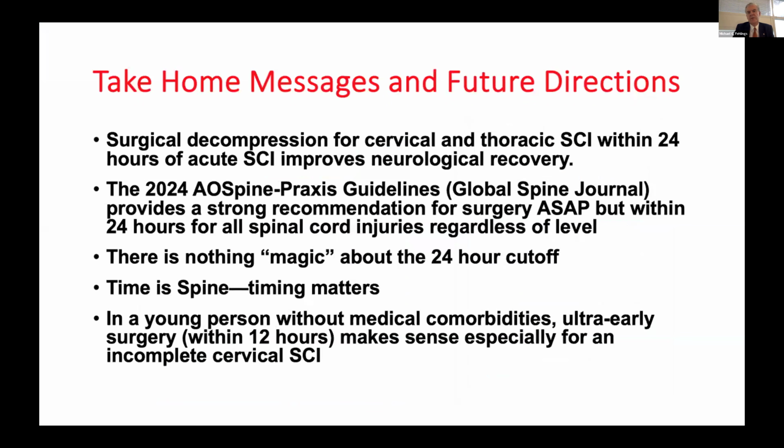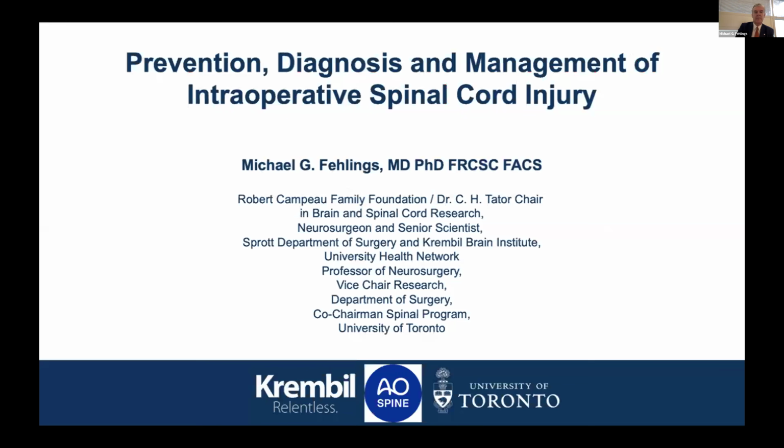So, take-home messages and future directions: surgical decompression for cervical and thoracic spinal cord injury within 24 hours after acute SCI improves neurologic recovery. The current guidelines do offer a clear recommendation that when medically feasible, early surgery should be undertaken regardless of level. But there's nothing magic about the 24-hour cutoff, and I would argue that time is spine. So in a young person without medical comorbidities, I think ultra-early surgery makes sense, especially for an incomplete cervical injury.